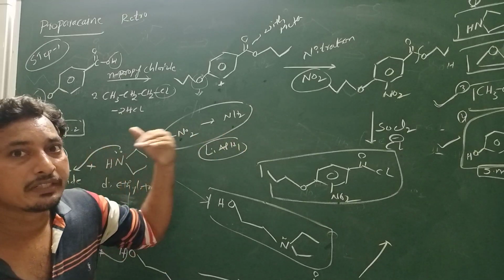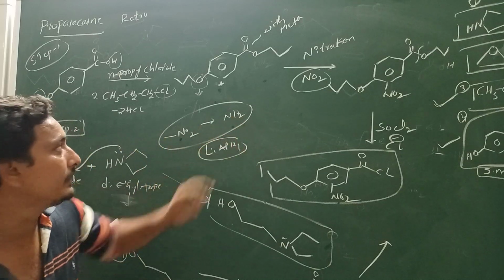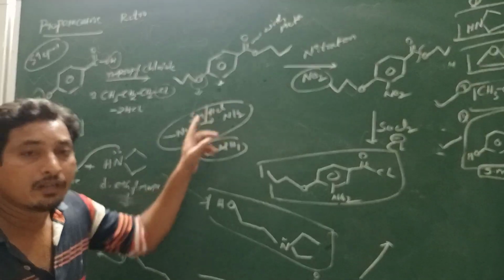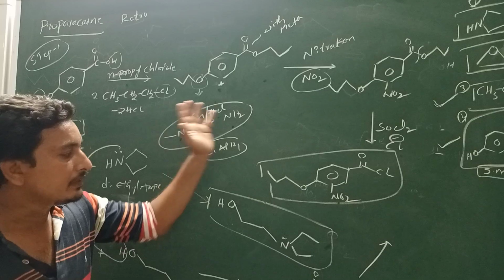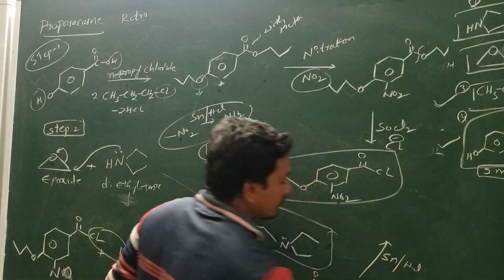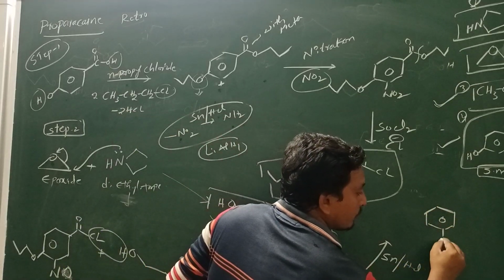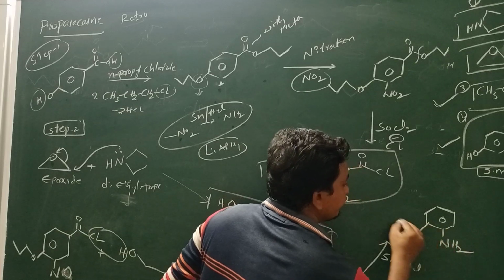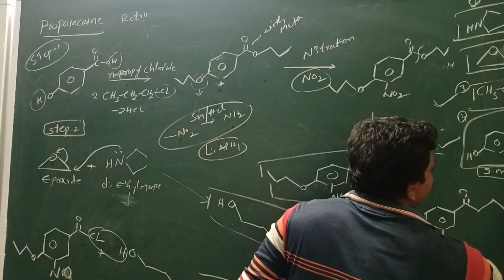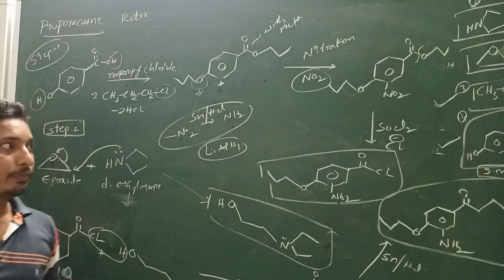What is the selective reducing agent? The selective reducing agent for NO2 to NH2 is Sn/HCl. In the presence of Sn/HCl, only the NO2 group is converted into NH2. So here you will use Sn/HCl. The product is obtained with the NO2 group converted into NH2, like this, C double bond O, N like this. This is the propara caine.